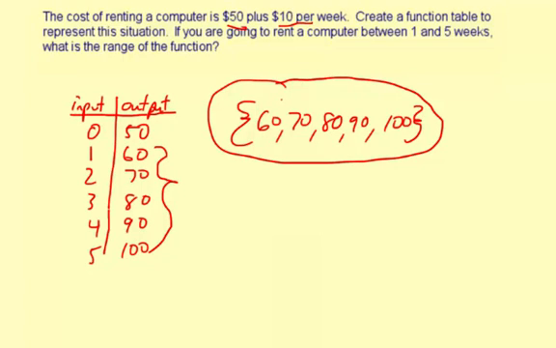And once again, the range is the set of outputs for the function. And in the context of this problem, that means you could pay, for 1 week you could pay $60, 2 weeks for $70, 3 weeks for $80, 4 weeks for $90, and 5 weeks would cost you $100.